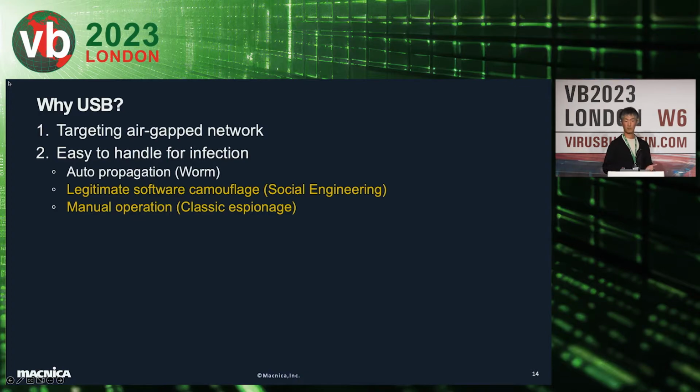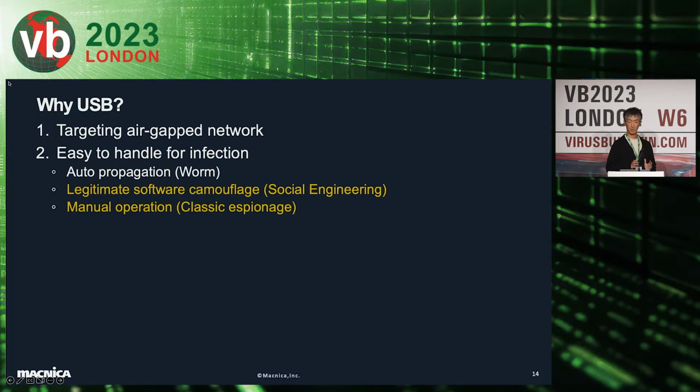So why USB? There are two major reasons. One is to target the air-gapped network, where the USB device is used for exchanging data between physically separated networks. And the second reason is that it is easy to handle for infection. An actor can store one-time malware to spread in targeted networks, and the actor can submit or send a USB device disguising as a legitimate software.